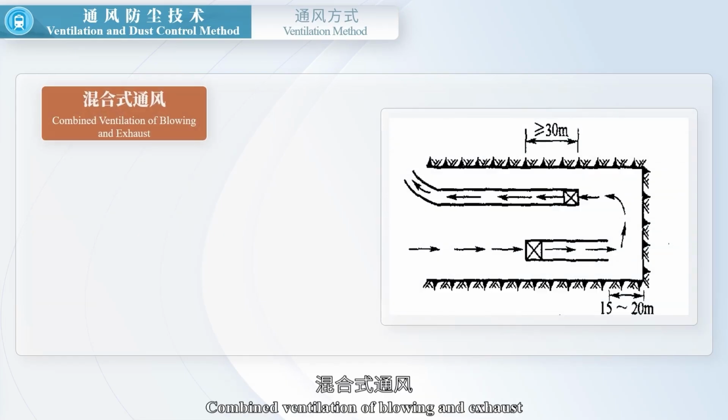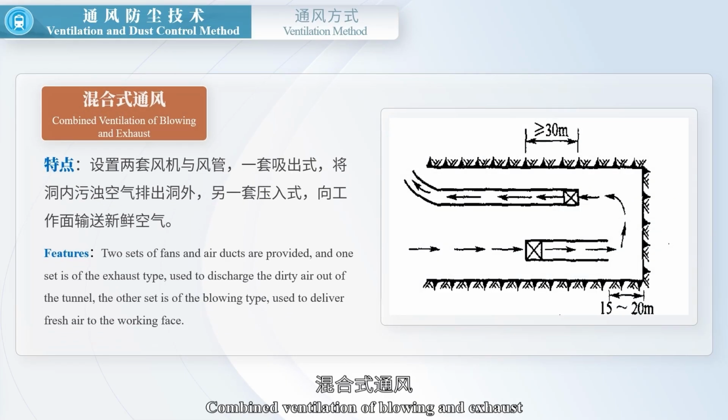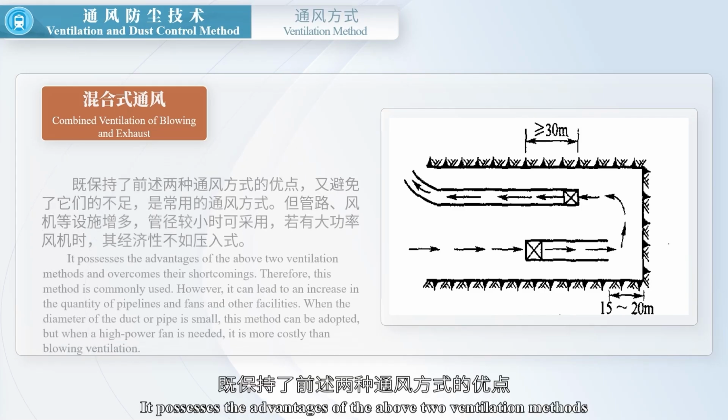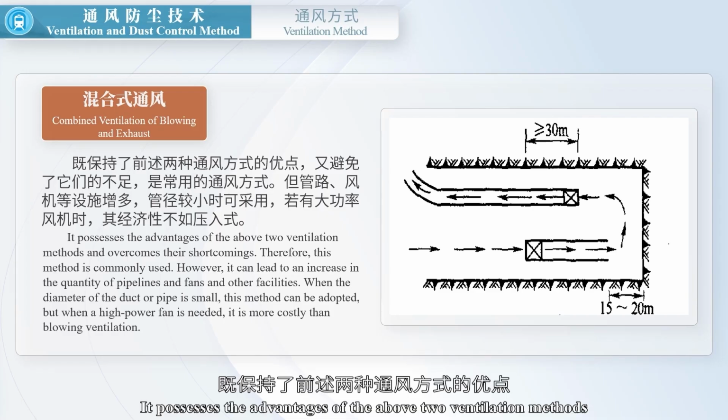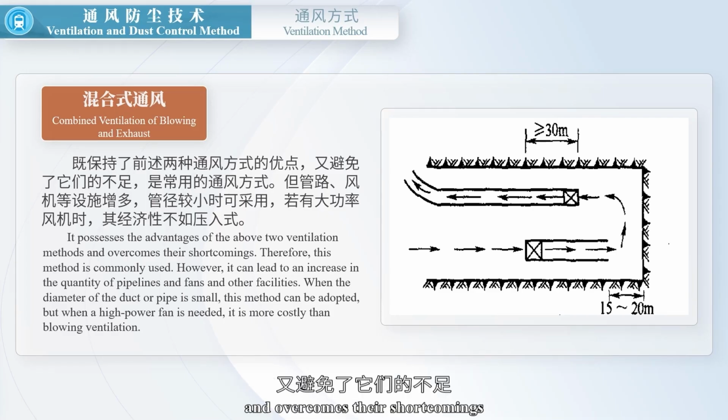Combined ventilation of blowing and exhaust. Its features include the following: 2 sets of fans and air ducts are provided, and 1 set is of the exhaust type, used to discharge the dirty air out of the tunnel. The other set is of the blowing type, used to deliver fresh air to the working face. It possesses the advantages of the above 2 ventilation methods and overcomes their shortcomings. Therefore, this method is commonly used.